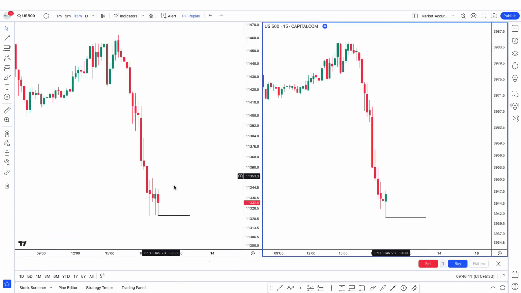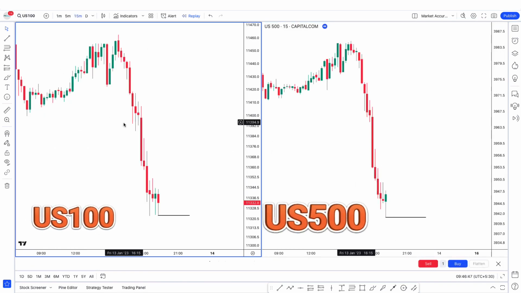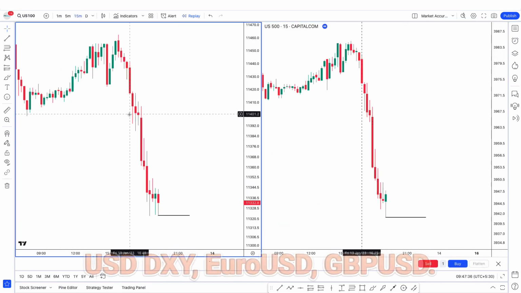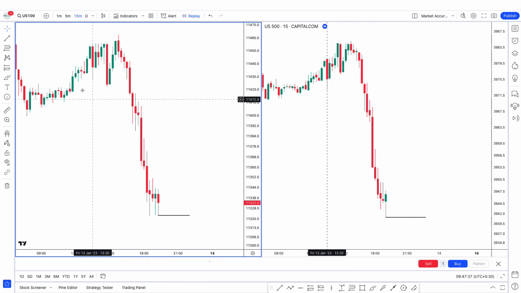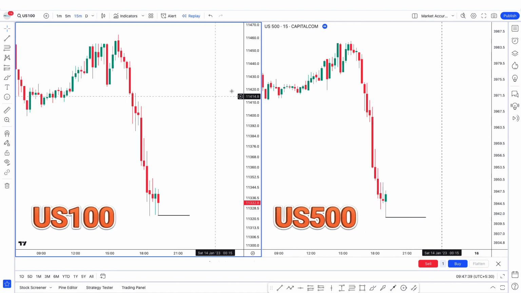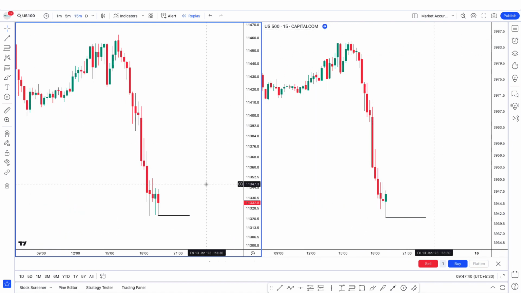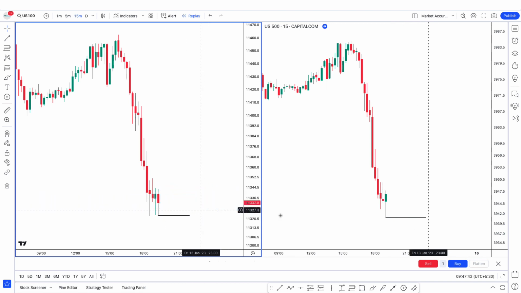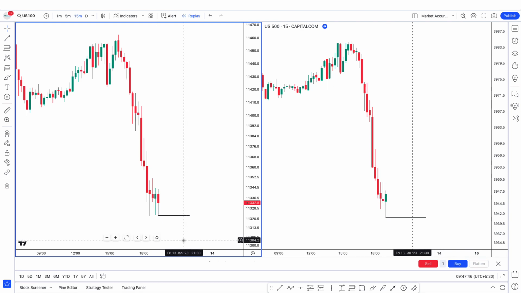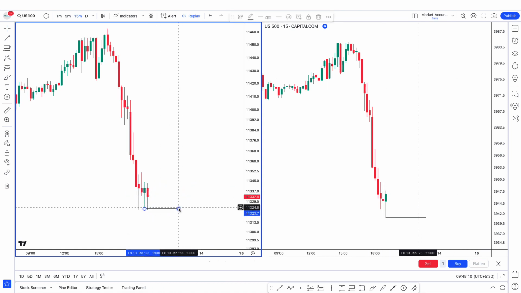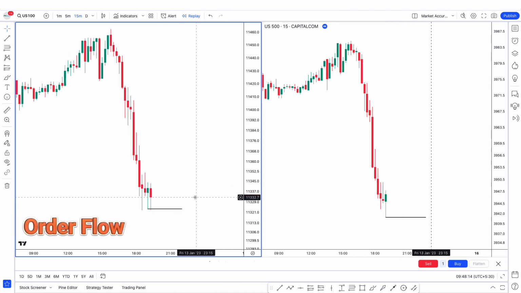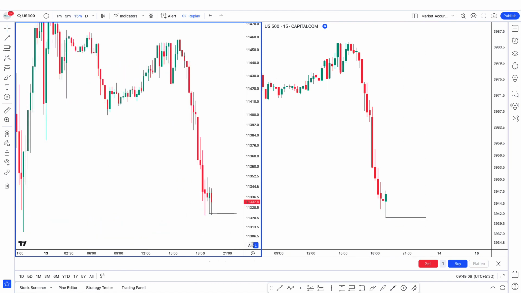What I'm going to do now is I'm going to go ahead and show you an example. As you can see right now, I'm looking at US 100 and US 500. But you can look at your USD DXY, Euro USD, and so on. You can look at US 100, US 500, and US 30 altogether, and many others. So you can see right here this candle, and this candle right here. So if I play this through, you can see that the low of this candle was swept right here. And if we look at the order flow at the moment, I'm going to look to this order flow.